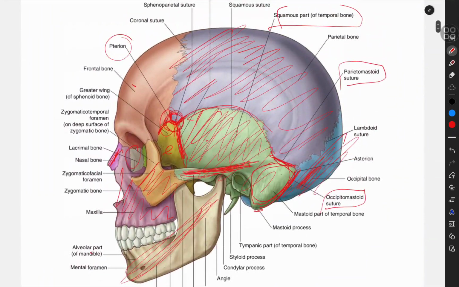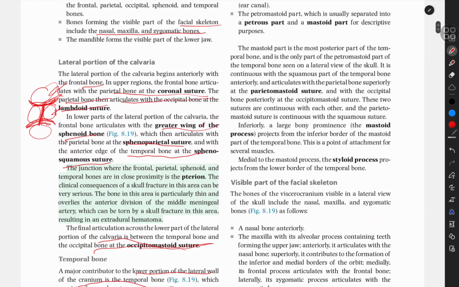So the zygomatic arch, and this is the temporal process of the zygomatic bone. This is the zygomatic process of the temporal bone. And this is the complete zygomatic arch. These two join here to form the zygomatic arch.